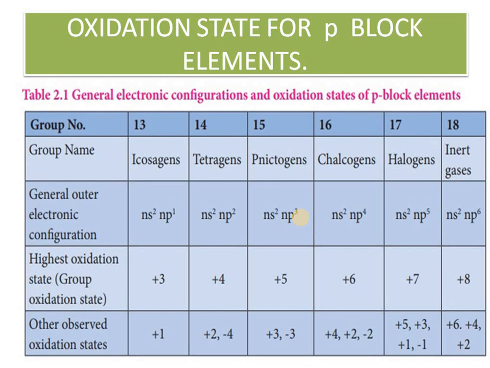So this is the general electronic configuration you might have seen: group 13 ns2 np1, group 15 ns2 np3, group 17 ns2 np5, and group 18 ns2 np6. In this way, the highest oxidation state for group 13 is +3, because 2 electrons can be lost from ns2 and 1 electron from np. Similarly, 2 + 2 is 4, and here 2 + 3 is 5. Here ns2 np4 is 6, ns2 np5 is 7, ns2 np6 is 8. So this way.